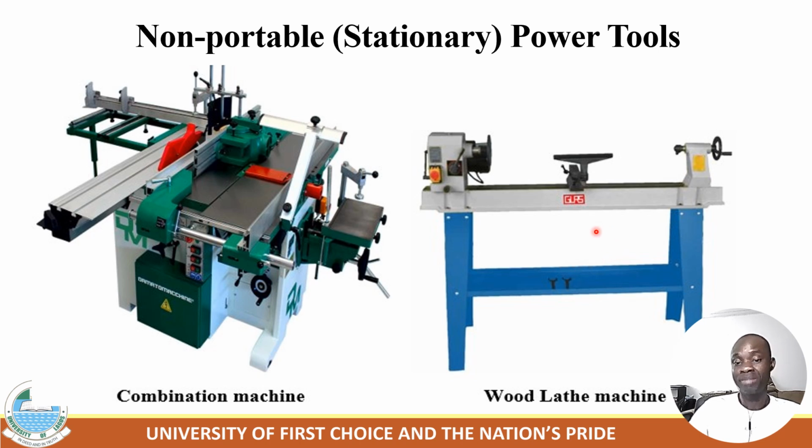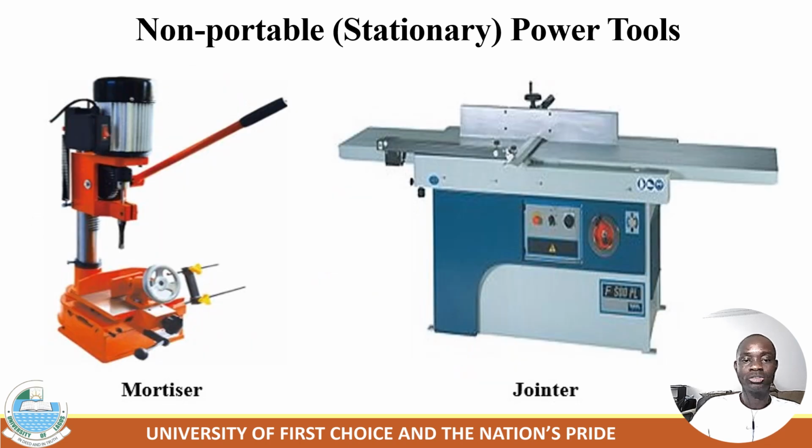Even the wood lathe machine is the earliest type of lathe machine, before the metalworking lathe machine was produced. So this one, the wood lathe machine, is for turning operation, and this one is a mortiser to generate a mortise. For mortise and panel joints, this one is used to create a mortise hole for the panel to come in. And also this one is a jointer machine.